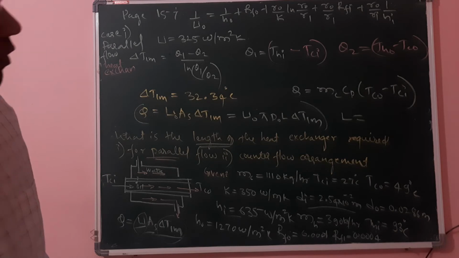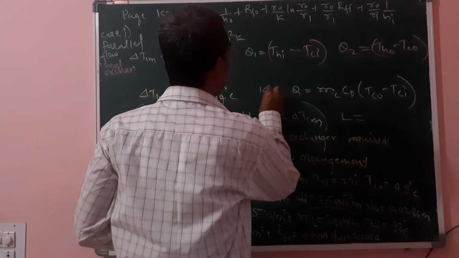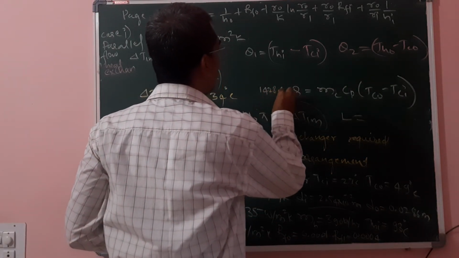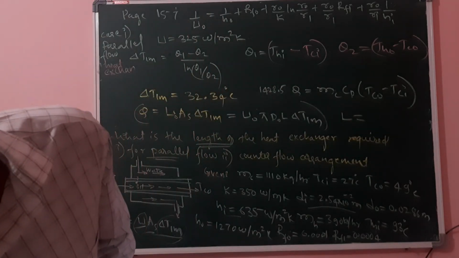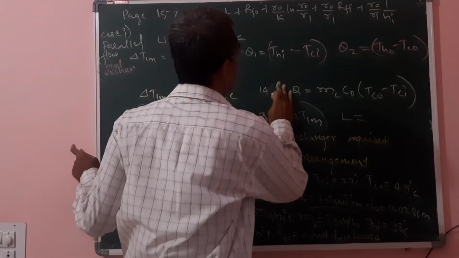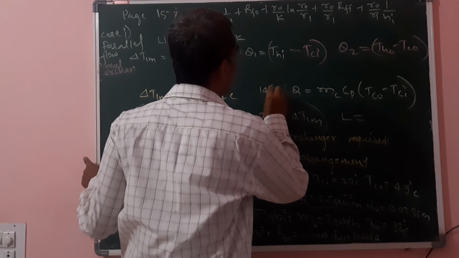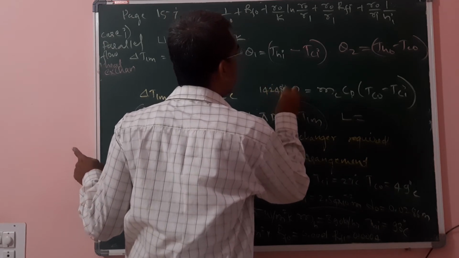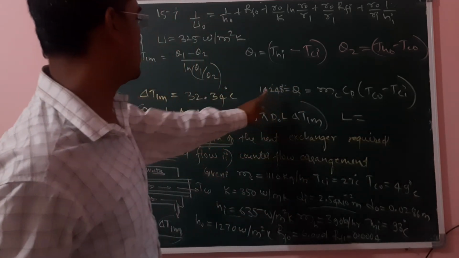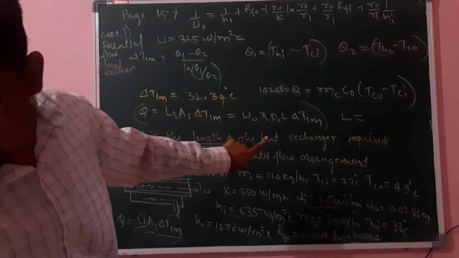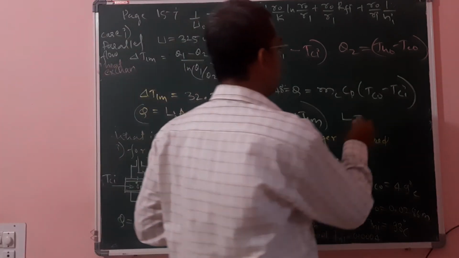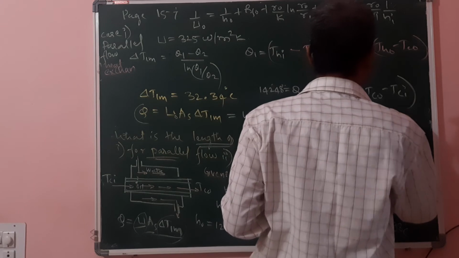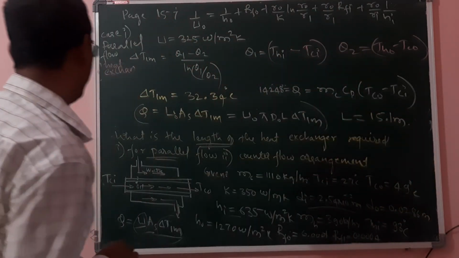Q you will get as 14248.5, around this. Once you substitute Q here, you will get the length as 15.1 meter. Okay, this is for a parallel flow heat exchanger.